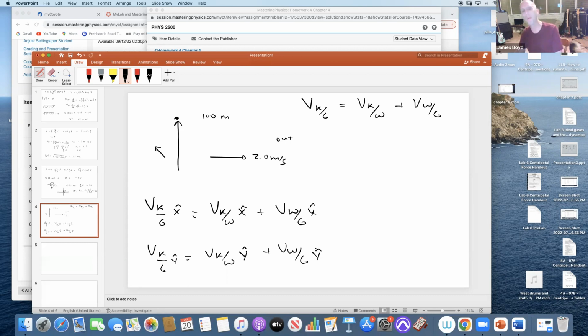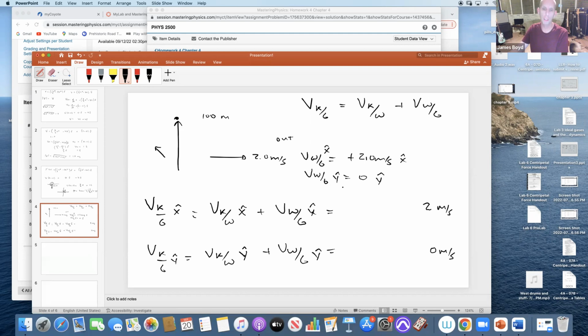Now, we did this one in class. The velocity of the water versus the ground is actually going to be positive 2.0 meters per second in the x hat direction. East is x. The velocity of the water versus the ground in the y is 0. Okay, so we know already that this is 2 meters per second, and this one is 0 meters per second.